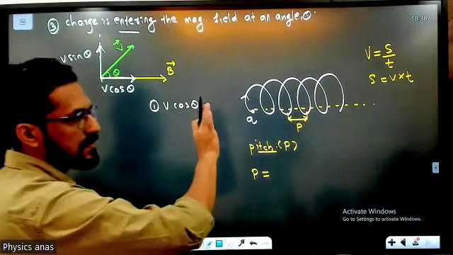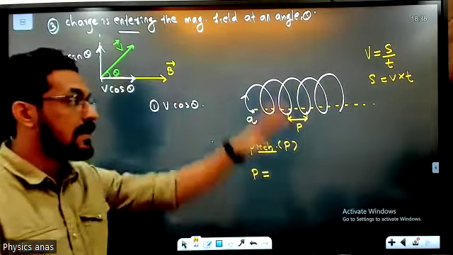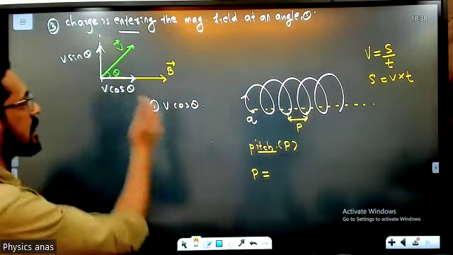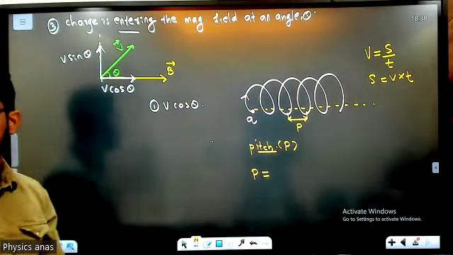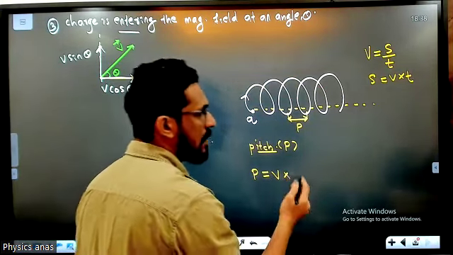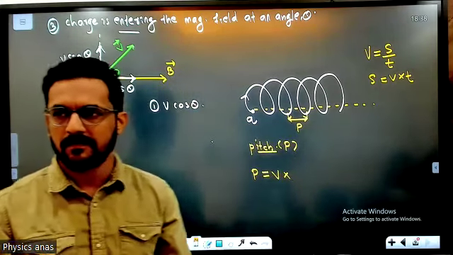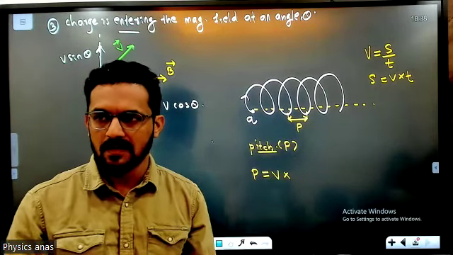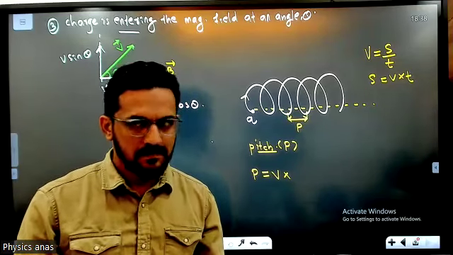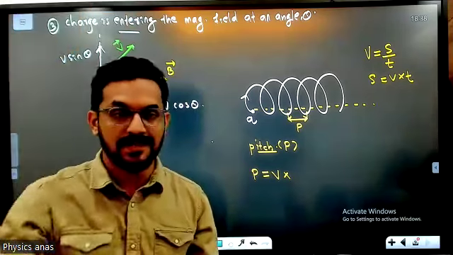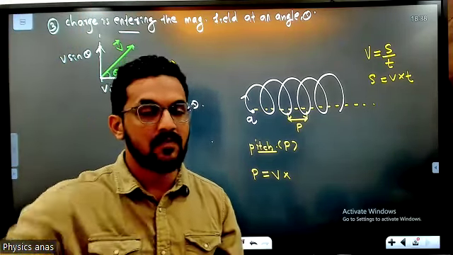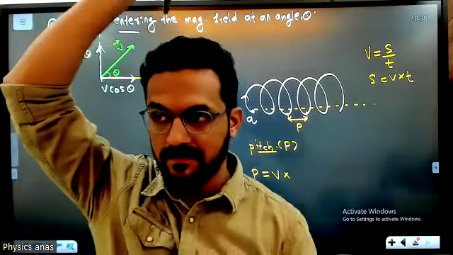Which velocity is causing forward motion? V cos theta. So the equation is velocity into time. Which is the time we are talking about here? Time taken for one rotation. It has a name. What is it? Time period. Time taken for one rotation is the time period.